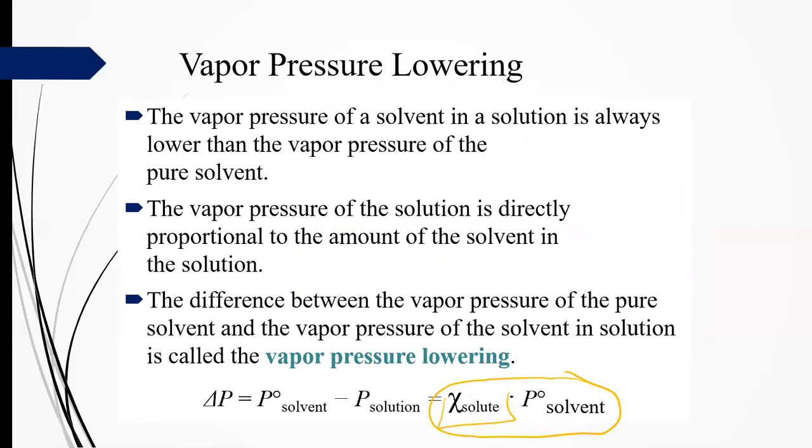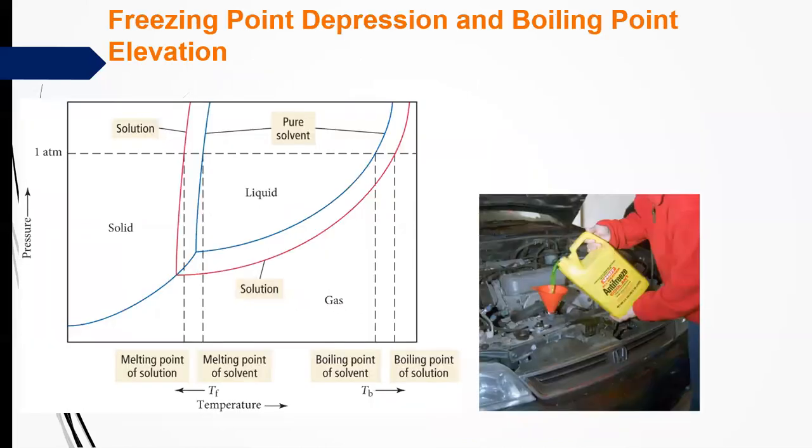Now, vapor pressure is one aspect of it, but there's another one as well, and it's called freezing point depression and boiling point elevation. Now, what happens when we go into a solution is we basically increase the range where we will be a solution. We're going to decrease the temperature that we'll freeze at, and we're going to increase the temperature that we boil at.